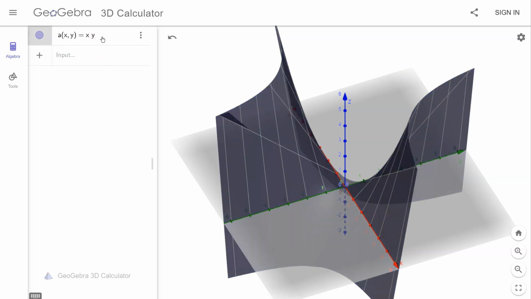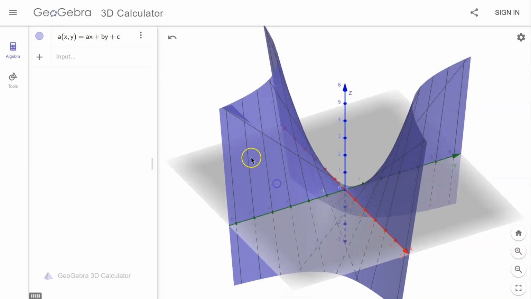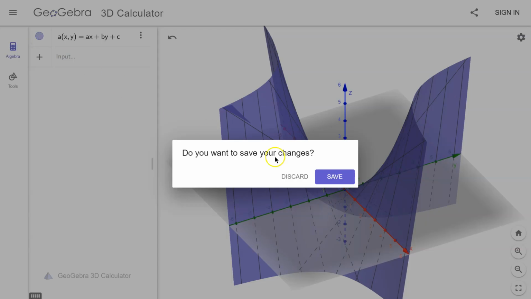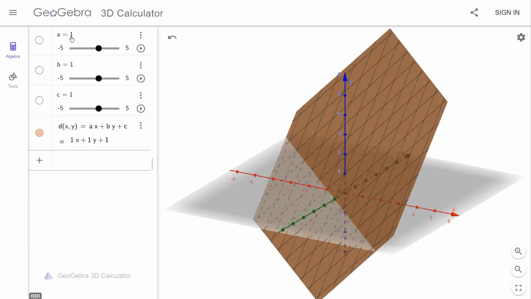Now for part B, I would like to sketch the graph of ax plus by plus c. Now, GeoGebra doesn't draw that for me, and that's because the variable a that I have here is the same as the name of the function a that GeoGebra gave me from earlier. So for now, let me clear what I have from earlier, and then let me try to draw ax plus by plus c.